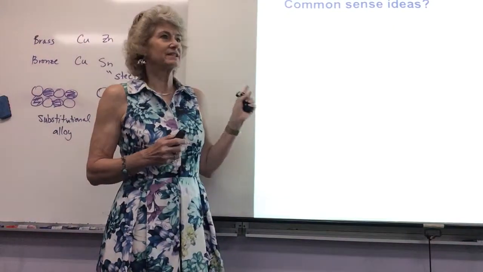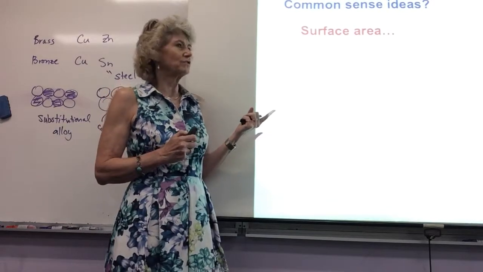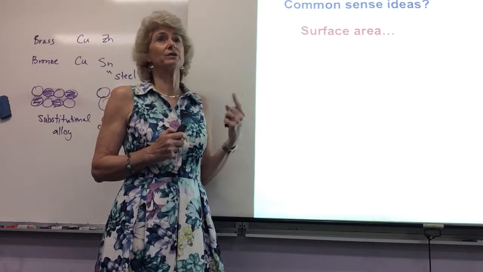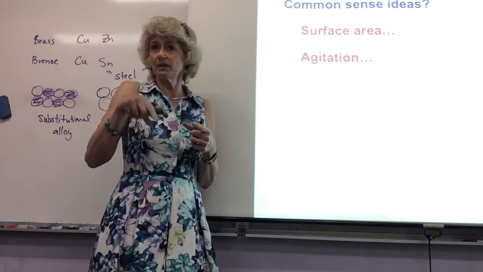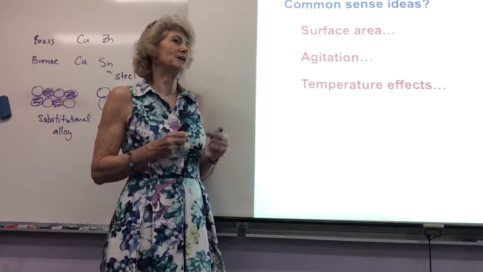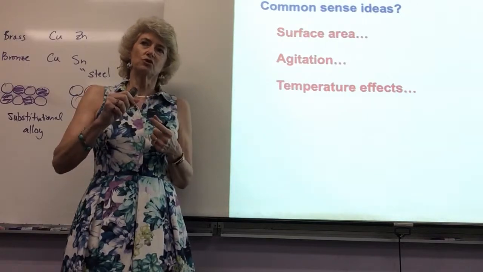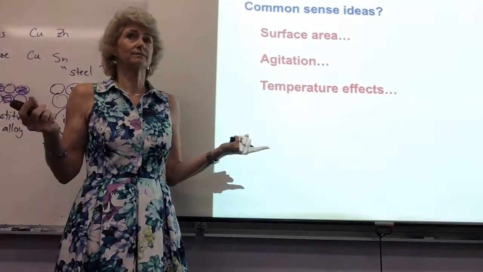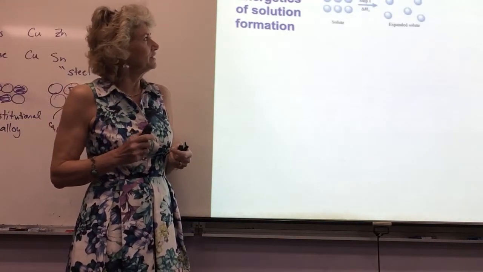Okay, this is all stuff you know. You just maybe never thought about it in this way. So first of all, I already said if you grind up a sugar cube and make it into powdered sugar, you increase the surface area, it will dissolve better. If you stir something, it will go into solution better. But what about the temperature? Well, if you put sugar into cold tea versus hot tea, you already know which one's going to dissolve better, right? Hot tea.